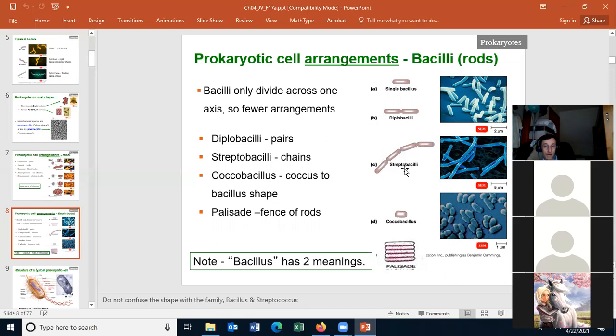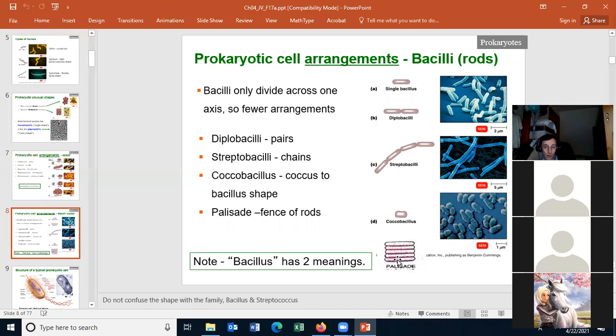And then lastly, you can have the bacilli stuck together along their short side. And they're stuck on this axis here. And this is called a palisade.